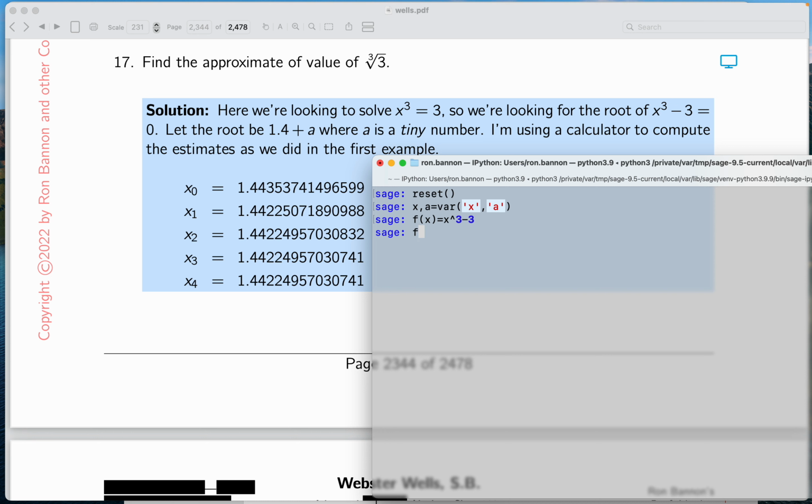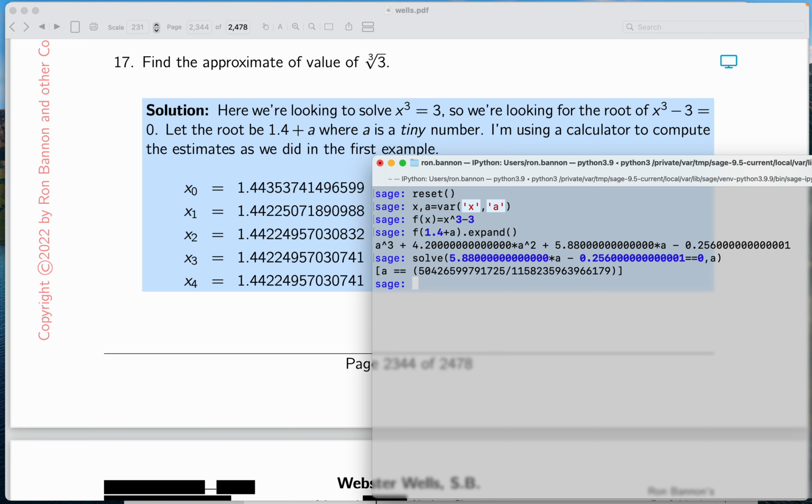I just want to remind you what we did in the first few problems. We would say, our first guess, 1.4 plus a. I'm sure you remember me doing this, expand. Then I take the last two terms. I'm just going to remind you what we've done before. And I solve that for its root. And then I take that old guess, which was 1.4, and add on the correction. And I get this number over here.